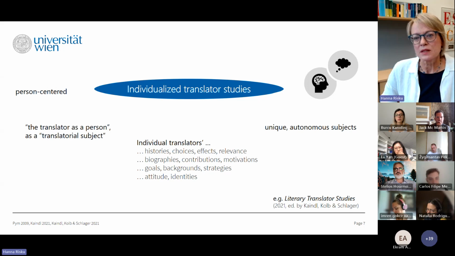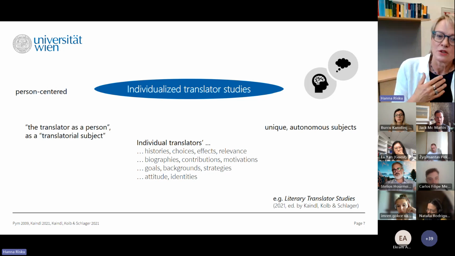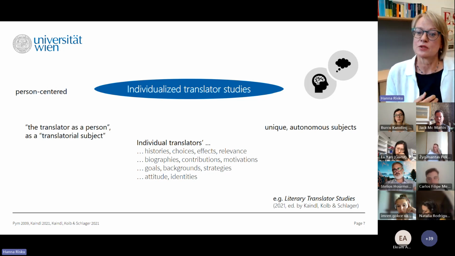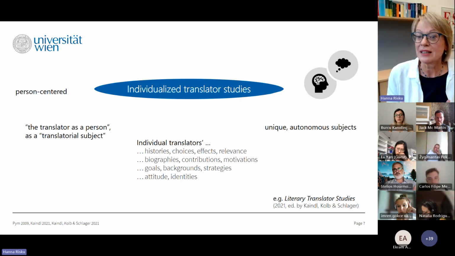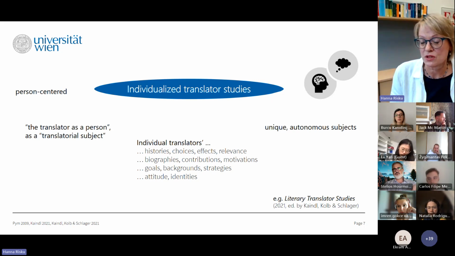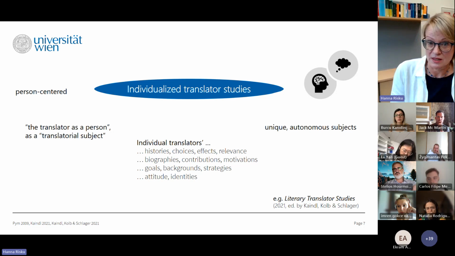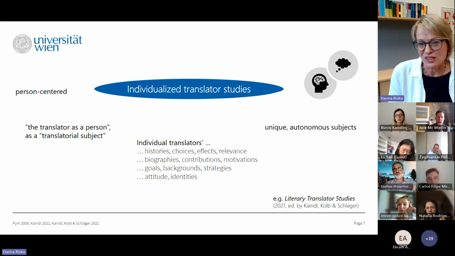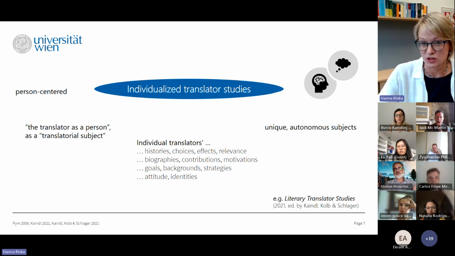And the volume is devoted to the field of literary translation, where, of course, the increasing emphasis on the visibility of translators as individuals can be related to the traditionally high visibility of the authors of literary source texts. So it seems logical that this individualized perspective stems from work dealing with literary translation, where the authorship of individual authors is of particular importance.